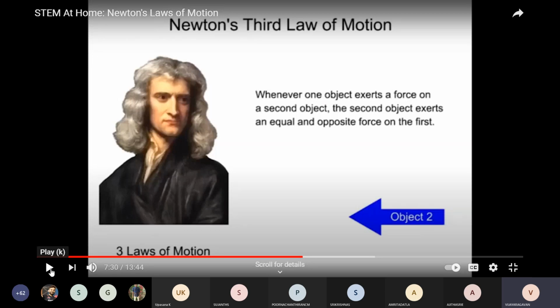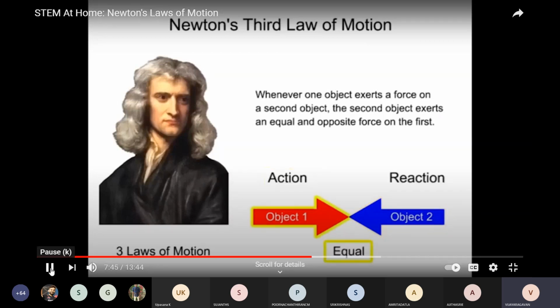So this is the force. You can take it as an example. Whenever one object exerts a force on a second object, the second object exerts an equal and opposite force on the first object. This is the basis of the law. When one object pushes against another, the force applied by the first object is opposed by the force of the second object that is equal in magnitude, but in the opposite direction. For every action, there is an equal and opposite reaction.